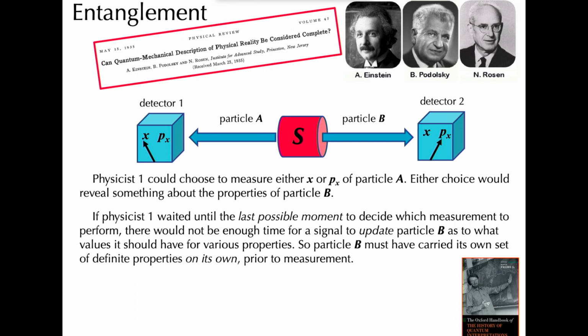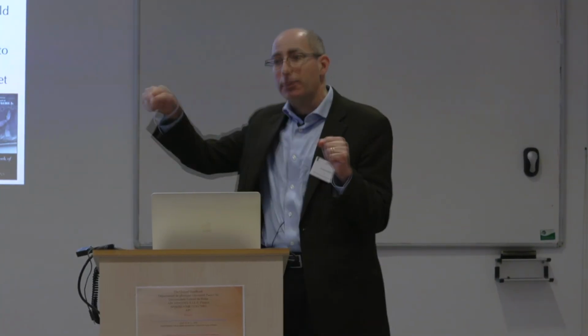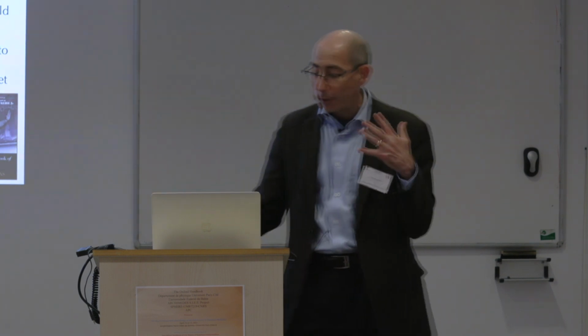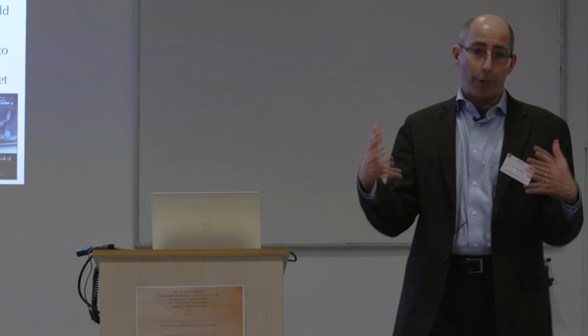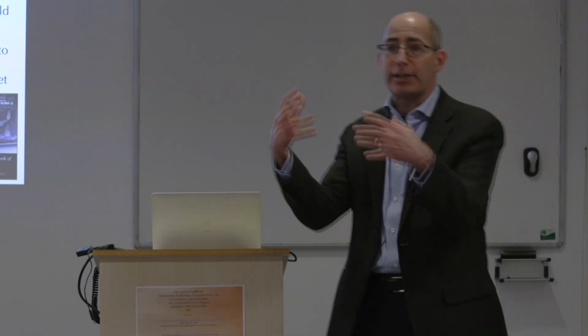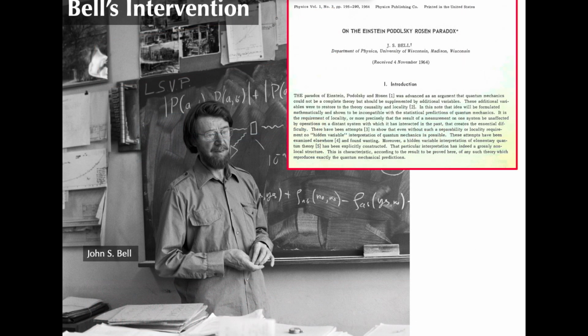And so this is why Einstein and his colleagues concluded that particle B, and therefore each particle, must in some sense carry with it on its own back a complete set of definite properties. It can't wait to be updated because we could fool it and catch it in a lie. And yet quantum mechanics had no way to describe particle B as carrying a complete set of definite values, at least on its own. And so that's why they have this famous conclusion that quantum mechanics is incomplete.